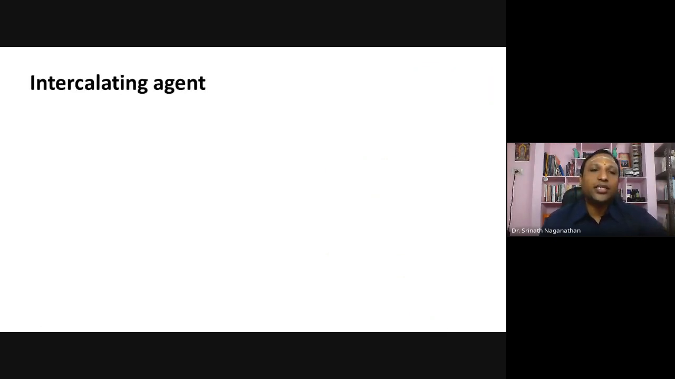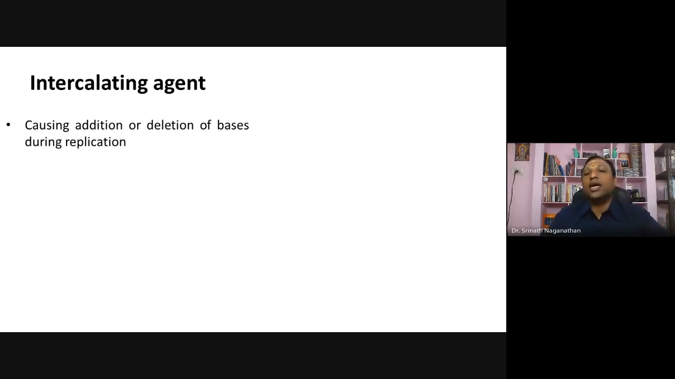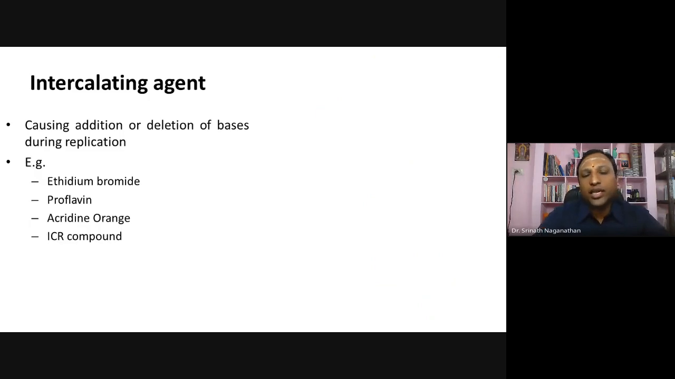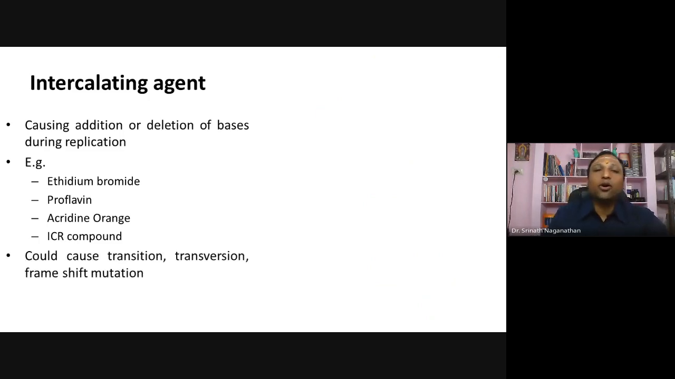Intercalating agents basically cause the addition or deletion of bases during replication. Examples are ethidium bromide, proflavin, acridine orange, and ICR compounds. This causes transition, transversion, and frame shift mutation.